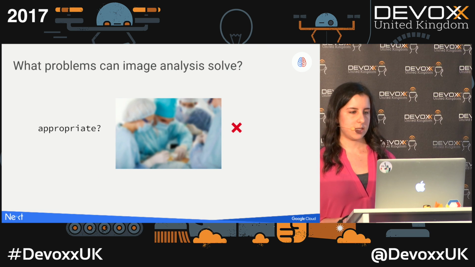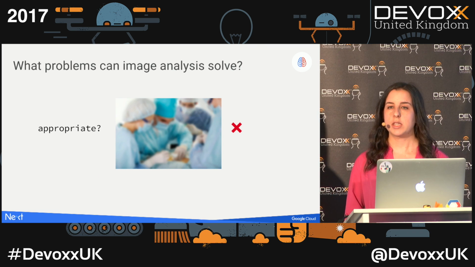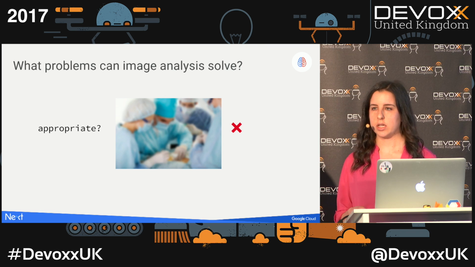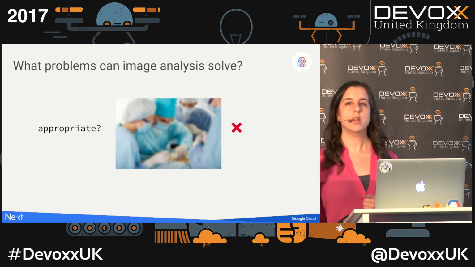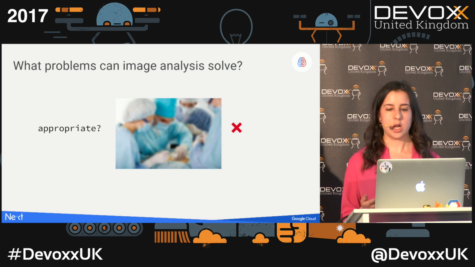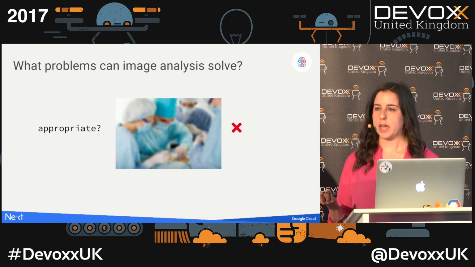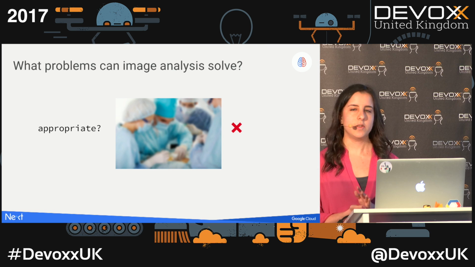Another thing you might want to do is say, is this image appropriate or not? Let's say you have an app with a lot of user-generated content, and you don't want to have somebody sitting there manually reviewing all the images. You could instead do that with an API call so that you'd only have to review a small subset of those images.